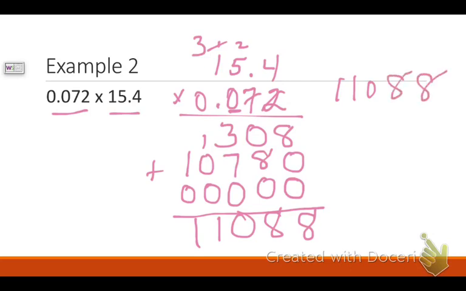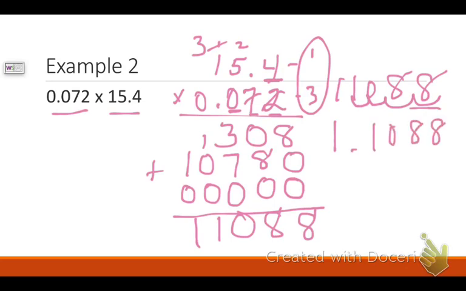And I want to count decimal places in my factors. So here we go. 1. You might even want to write it out there. And then here's 1, 2, 3. So how many do I have all together right here? I have 4. So we're going to start right here and go 1, 2, 3, 4. My answer is 1 decimal point 1088. And that is your product.